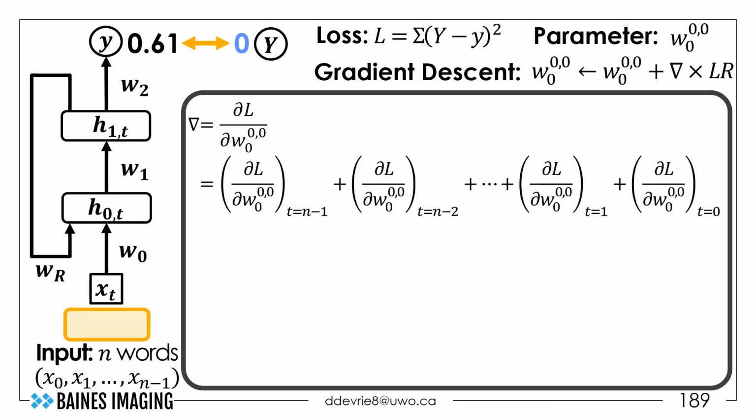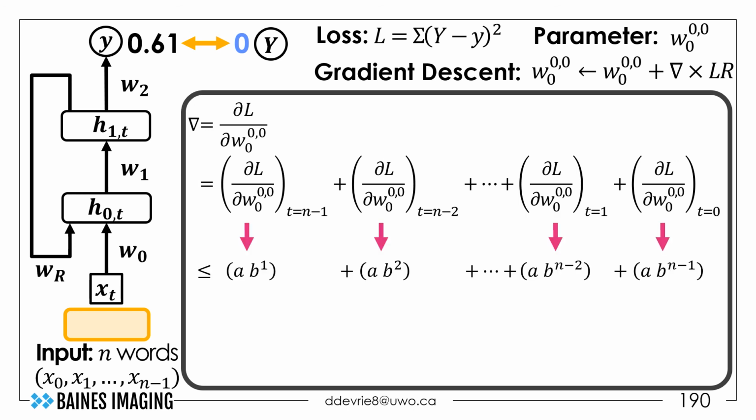Now, as we saw, for a sentence of n words long, we'd have to split up that derivative into t equals n minus 1, t equals n minus 2, all the way up to t equals 0. So this is tracing that derivative through to each of the time steps that we saw. And then we saw that, through some complex mathematics, you could get an upper bound for this gradient. And depending on the time step we're looking at, that determines the power of that exponent.